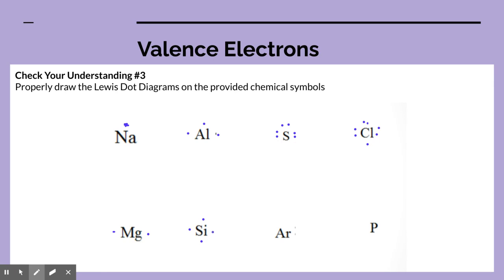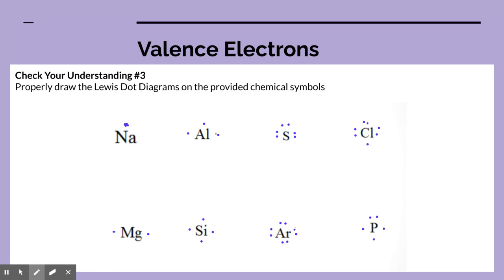And then argon, I almost said arsenic, is going to be an 8A. So it's going to have 1, 2, 3, 4, 5, 6, 7, 8. And then phosphorus here is going to be found in 5A. So that's going to be 1, 2, oh, wait a minute. Yeah, 1, 2, 3, 4, 5. Easy peasy Lewis dot diagrams all the way around.